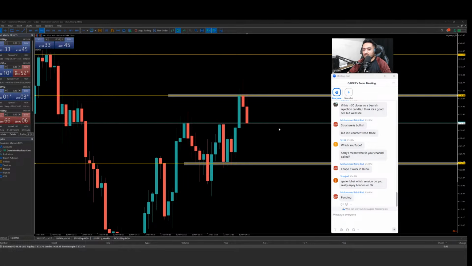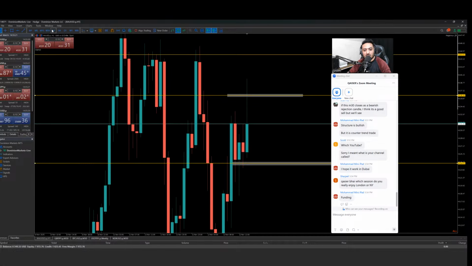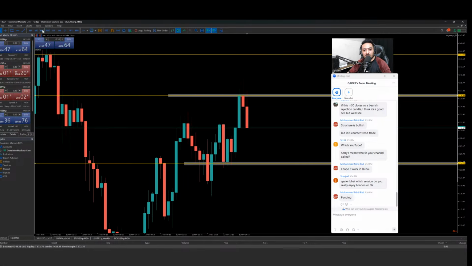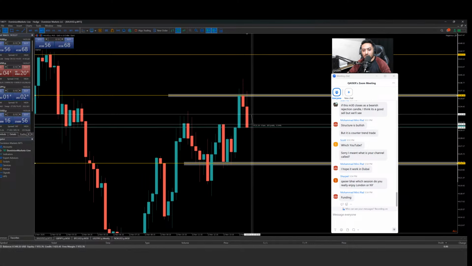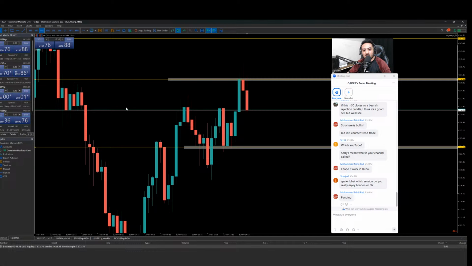Okay, that's great. Wow, look at this one. It's pushing to the downside now. Wow, look at the rejection of H1. Look at this M15. Wow, continuously pushing down. See this one? Amazing.